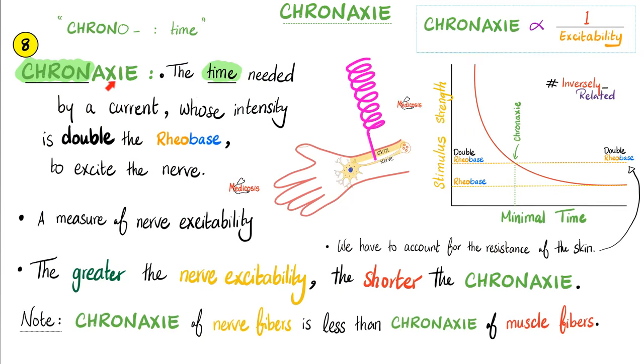Nugget number 8: what is chronaxy? Chrono means time. Chronaxy is the time needed for a current whose intensity is double the rheobase to excite the nerve. Why double the rheobase? Because you have to counteract the skin resistance.